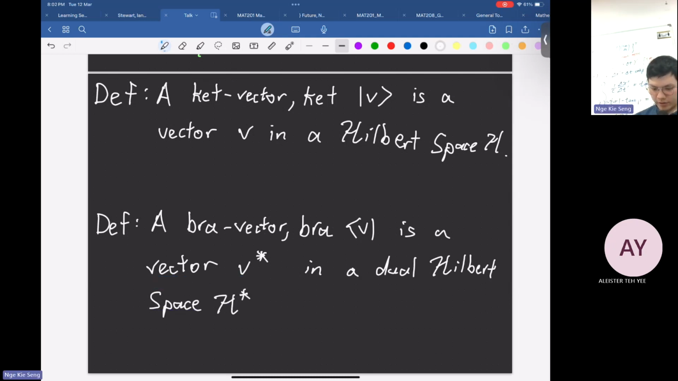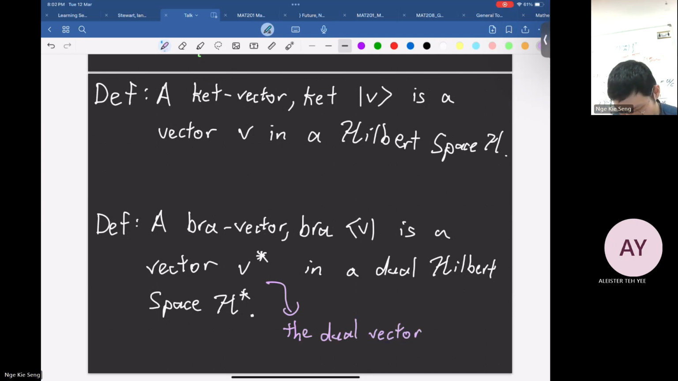So let's call it H2. So V dual here is a vector here. So I should add on here, the dual vector for V. Okay, so up to here, right? Actually, you should ask me how to get this V dual from V.